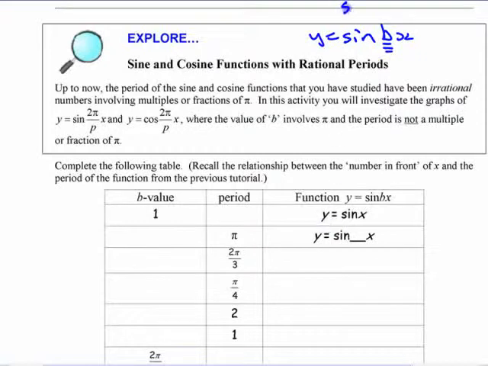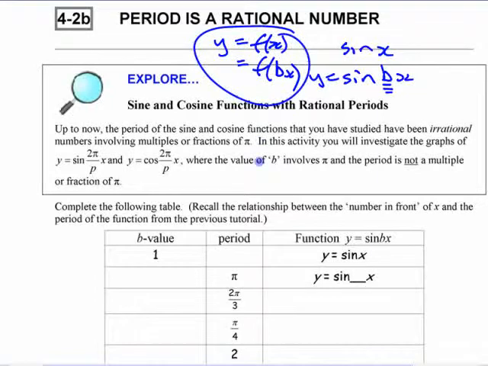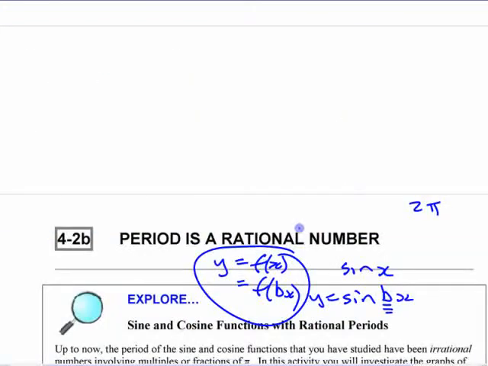multiply that. So if you change from sine x to sine of b times x, you know that from transformations that causes a horizontal expansion or compression. If you change y equals f of x to y equals f of b times x, it causes a horizontal expansion or compression. Think about how that change happens and what kind of numbers cause what kind of change here.